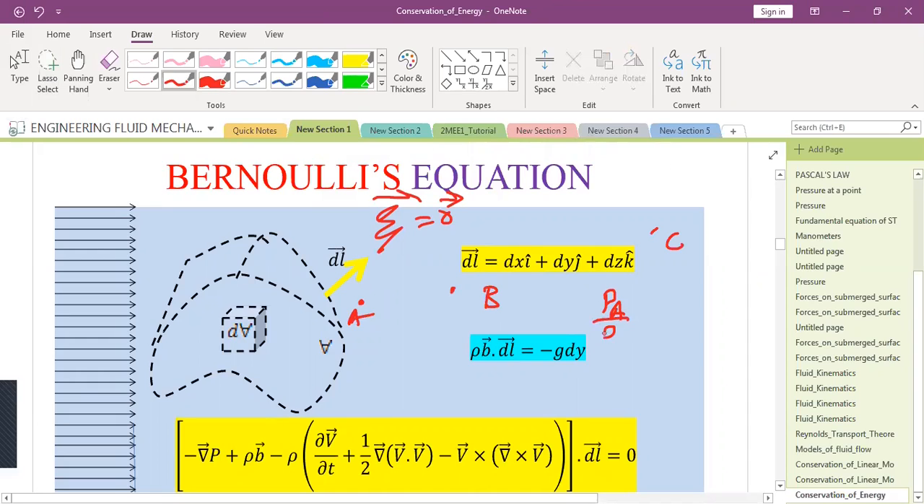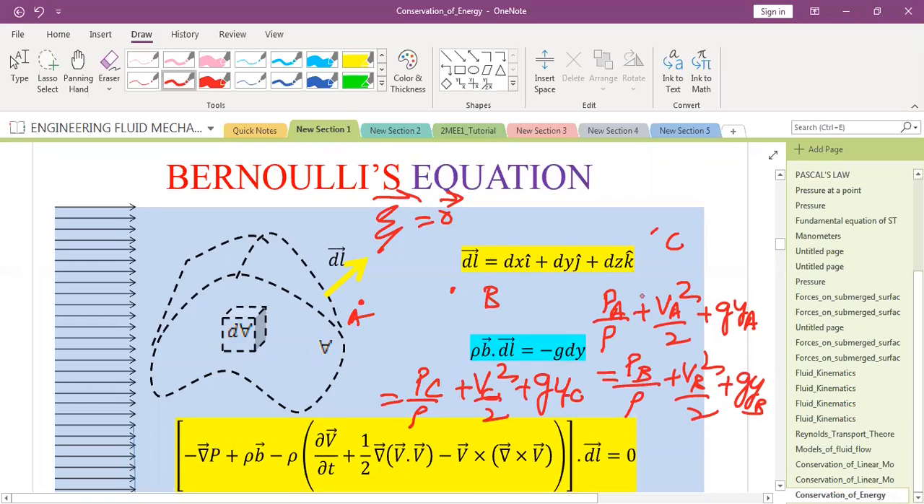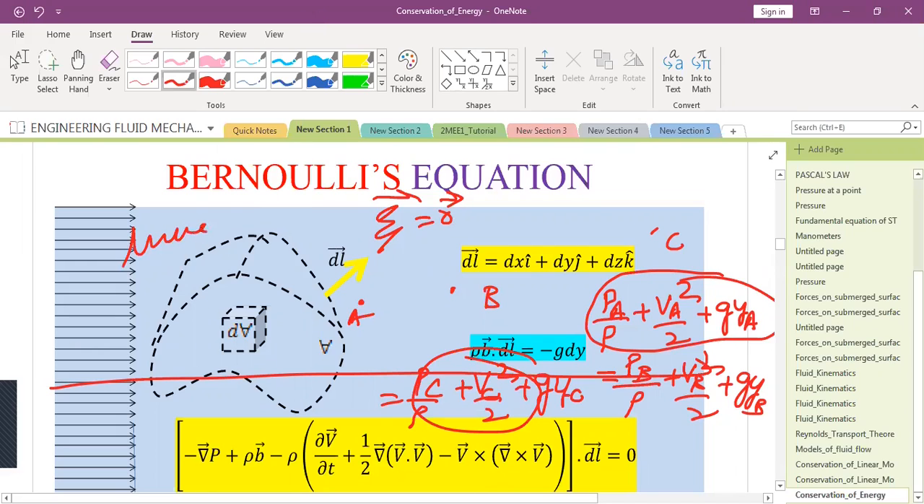P_A upon rho plus V_A square by 2 plus G Y_A should be equal to what? P_B upon rho plus V_B square upon 2 plus G Y_B, and this should also be equal to what? P_C upon rho plus V_C square upon 2 plus G Y_C. So please remember, sum of these three terms remain constant everywhere in this inviscid region of flow.